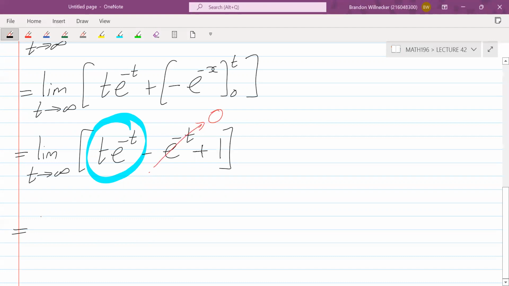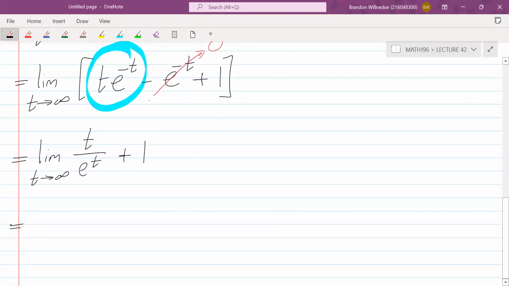So this is going to be the limit as t goes to infinity of t over e to the t, something like infinity over infinity. And then we still have the plus 1. Don't forget about that. Now we're going to use L'Hopital's rule. So this is the limit as t goes to infinity of 1 over e to the t, and again, we've got the plus 1 here. Now e to the t as t goes to infinity is going to get larger and larger, so the resulting fraction is going to get smaller and smaller. In other words, this is going to go to 0.